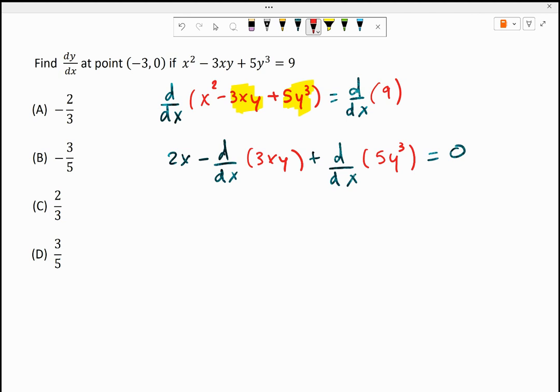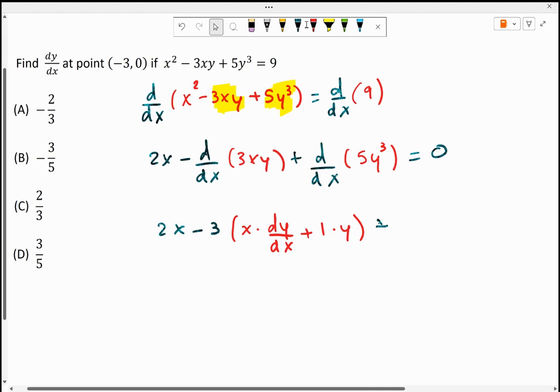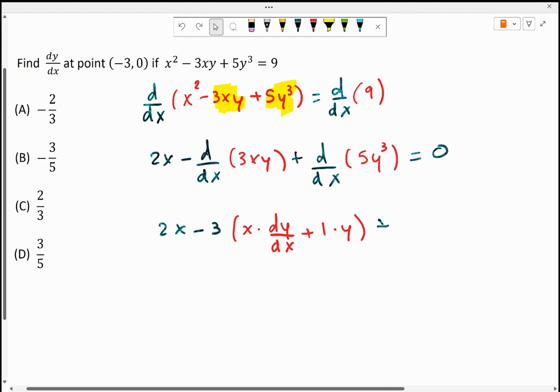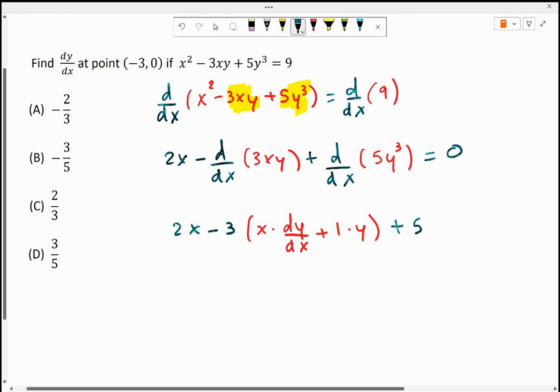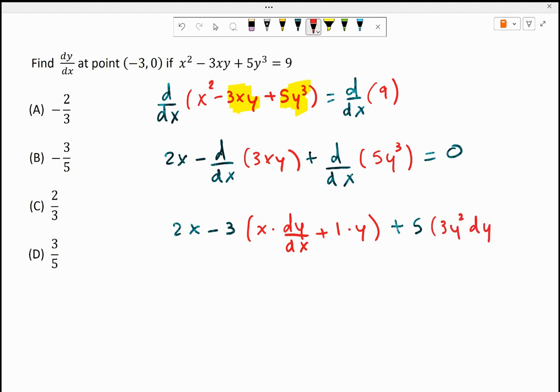So here you're going to get then, okay, 2x minus 3. We pull out that 3. Now we want to take d dx of the product xy, which means we're going to have to use the product rule. So here we take the first function multiplied by the derivative of the second function with respect to x. So that's dy over dx, plus the derivative of the first function with respect to x, that's just 1 times the second function. Okay, plus 5 times the derivative of y cubed with respect to x is going to be 3y squared times dy dx. And this is going to equal 0, everything.